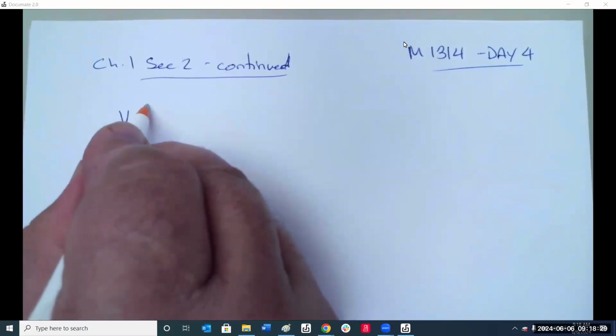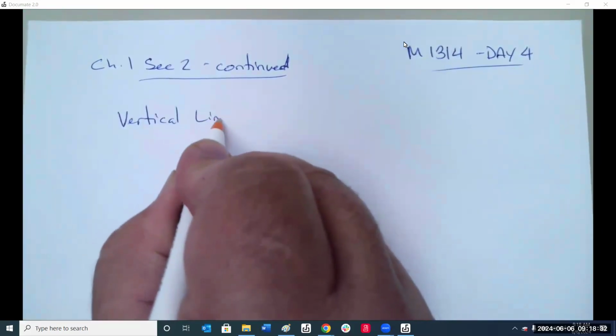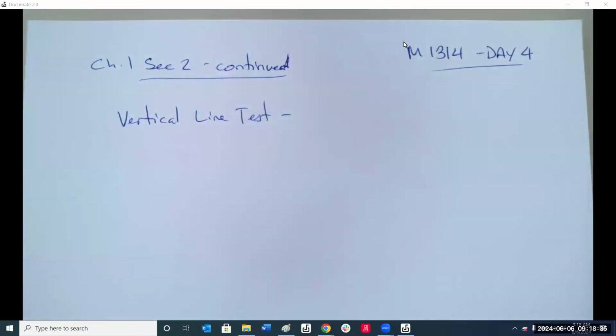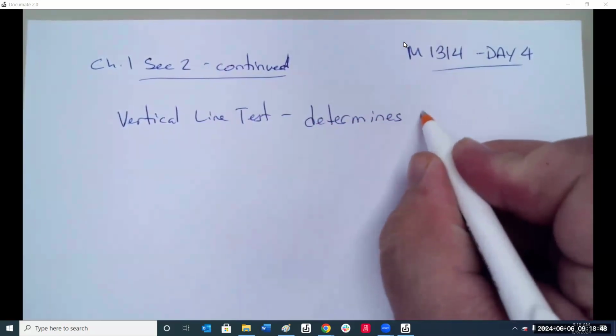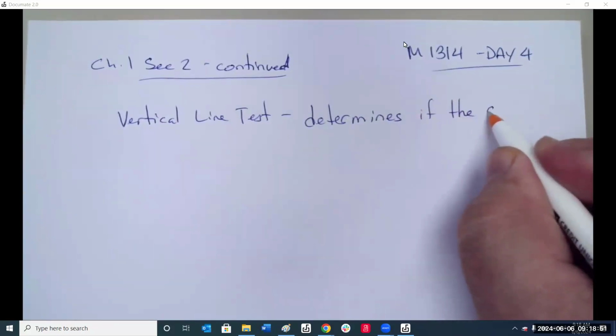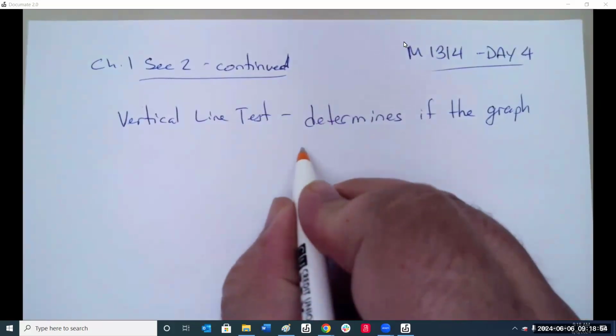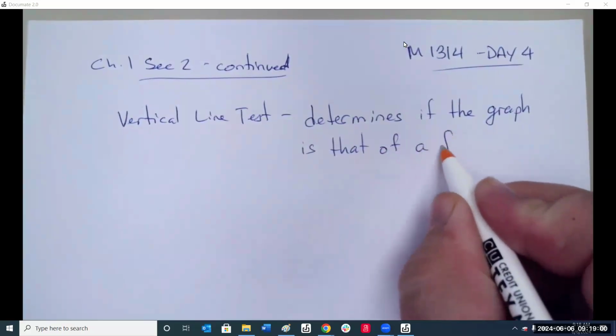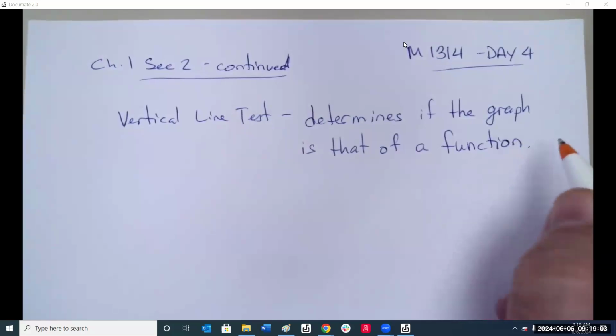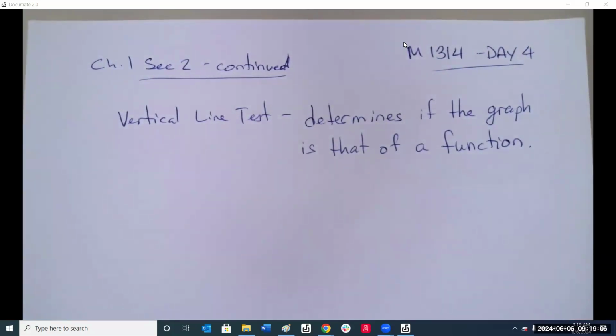So the vertical line test, what does it do for us? Very good. Determines if the graph is that of a function. You should be writing that down. I already knew that. Okay. And here you do, but when you walk out.